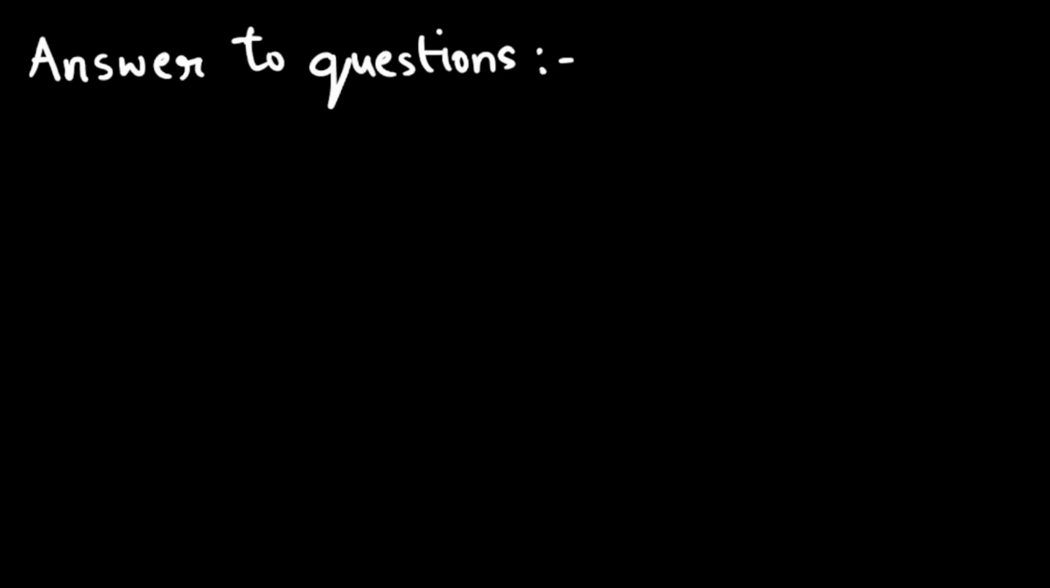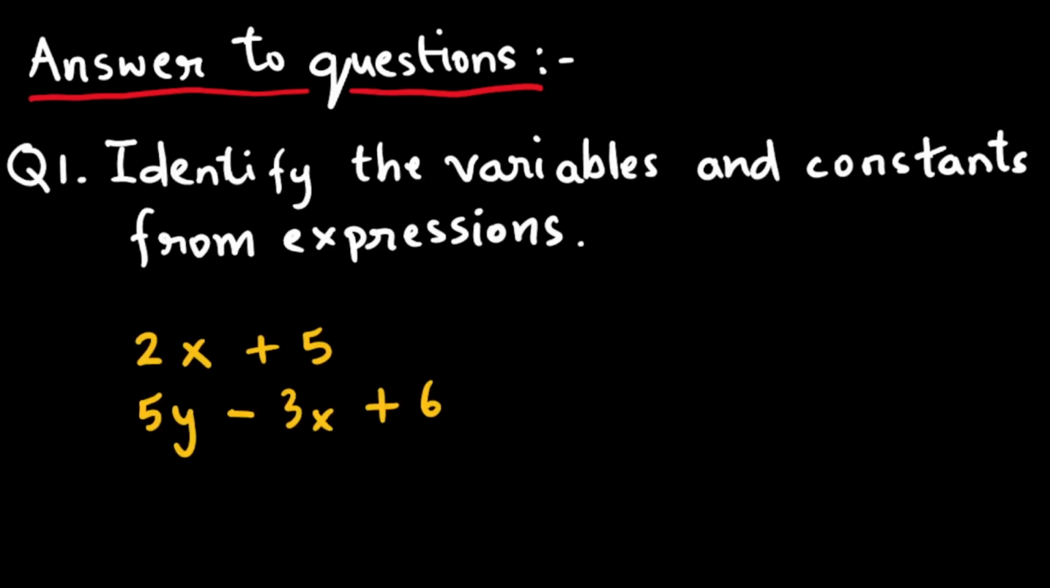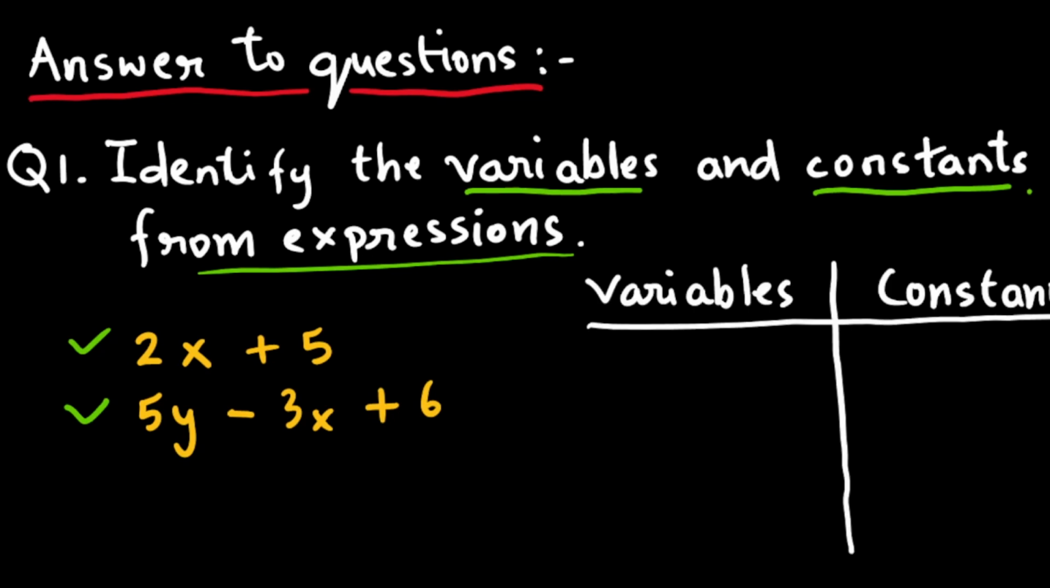The answers to the questions I asked at the beginning of this video are: Question 1. Identify the variables and constants from expressions 2x plus 5 and 5y minus 3x plus 6. Here the variables are all letters and all numbers are constants. So in the first expression the variable is x and the constants are 2 and 5. In the second expression, x and y are variables and the constants are 5, 3 and 6.